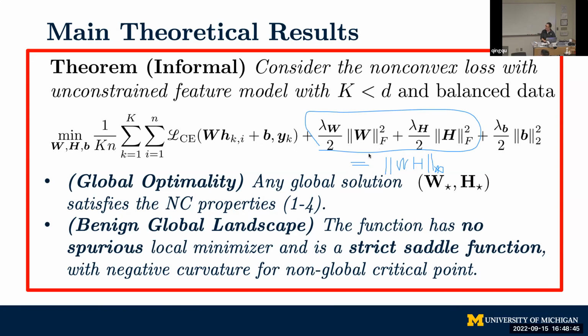The analysis we showed here for the global landscape analysis borrowed a lot of techniques from analyzing the landscapes of low rank matrix factorization. Which matrix do you assume to be low rank? Here it is a nuclear norm, right? It is not essentially low rank, but it is equal to the nuclear norm of this whole quantity. So we can borrow a lot of the tools for analyzing matrix factorization to analyze this neural collapse problem.